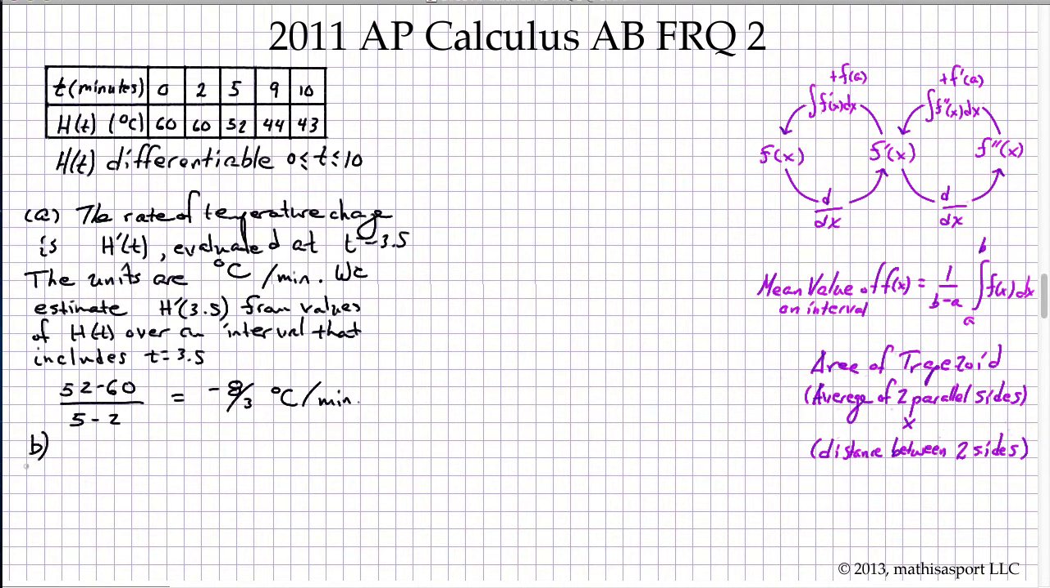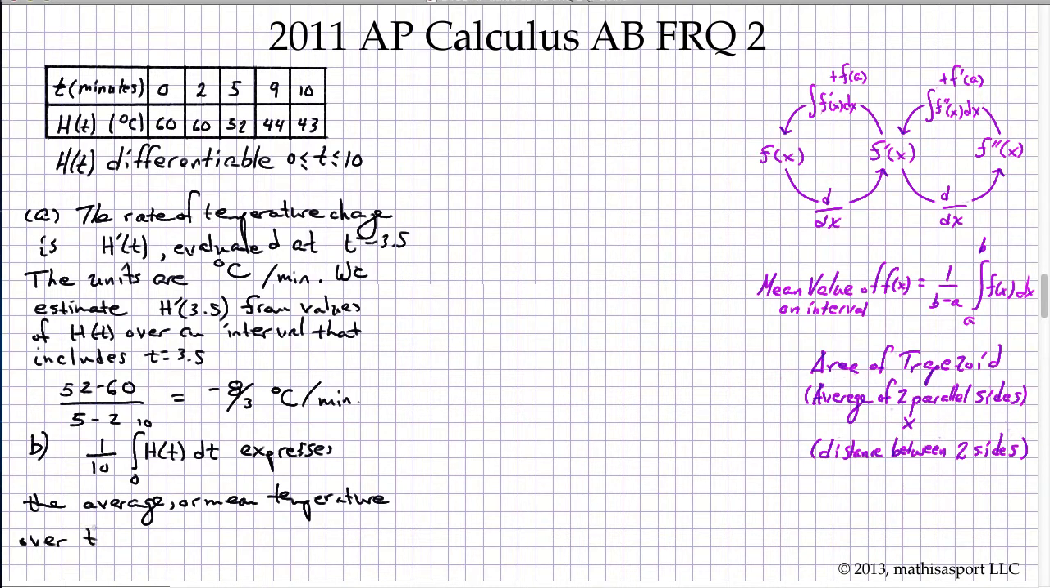Part B. We need to immediately recognize that this expression is the mean value of the function h of t over the interval 0 to t. So let's just write that out. It expresses the average, or mean, temperature over the interval 0 to 10. And it's in degrees Celsius.